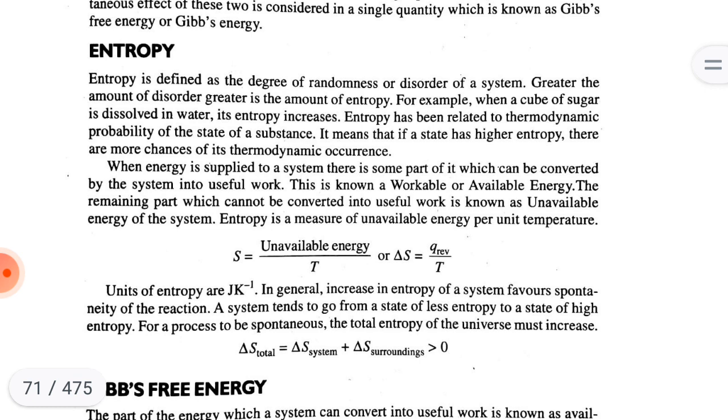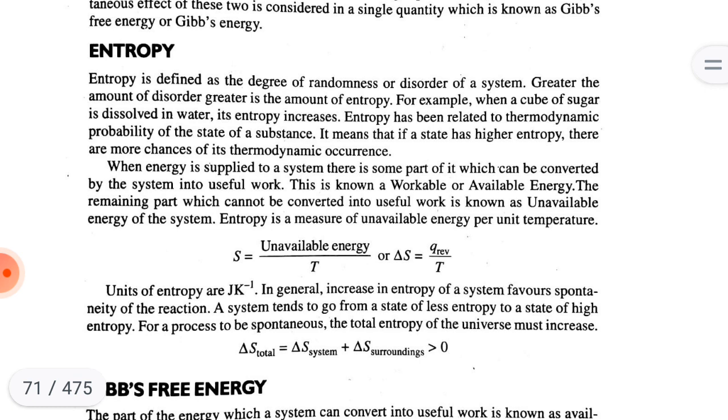Entropy is defined as the degree of randomness or disorder of a system. The greater the amount of disorder, the greater is the amount of entropy. For example, when a cube of sugar is dissolved in water, its entropy increases. Entropy has been related to the thermodynamic probability of the state of a substance. It means that if a state has a higher entropy, there is more chance of its thermodynamic occurrence.